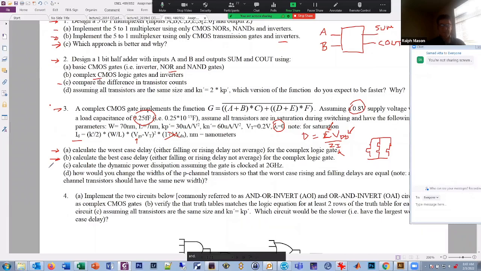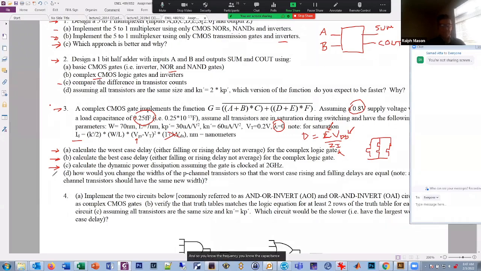And then C is calculate the dynamic power dissipation, assuming the gate is clocked at 2 gigahertz. So that's pretty easy. You just plug in that formula. We did the bonus question like this. We know the frequency, right? The power is F C V squared, right? And so you know the frequency, you know the capacitance.